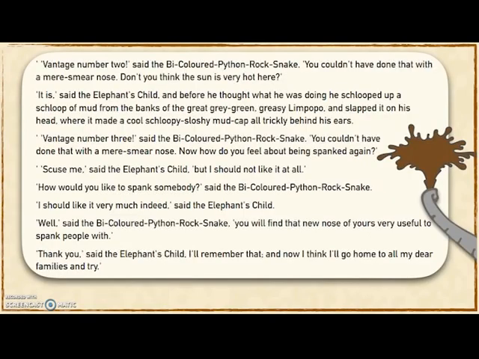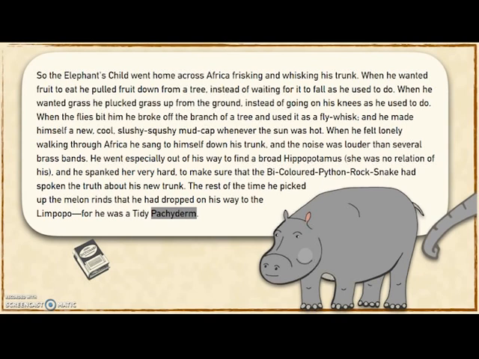"Thank you," said the elephant's child. "I remember that, and now I think I'll go home to my dear families and try." So the elephant's child went home across Africa, frisking and whisking his trunk. When he wanted fruit to eat, he pulled the fruit down from a tree, instead of waiting for it to fall as he used to do.